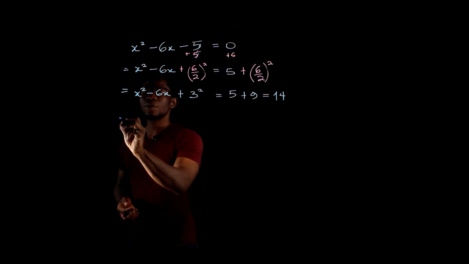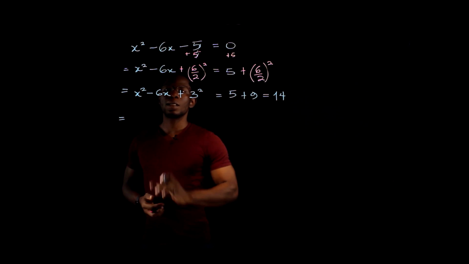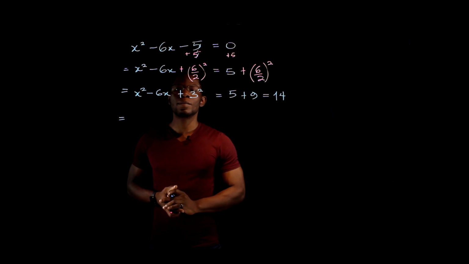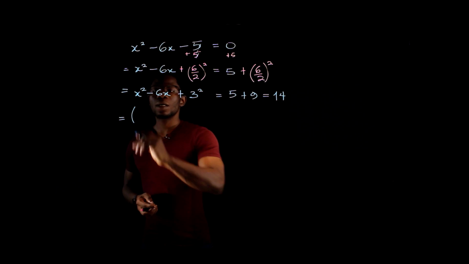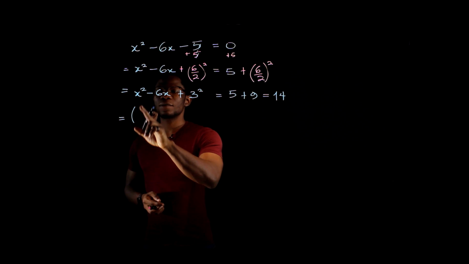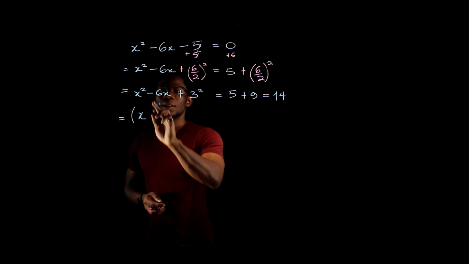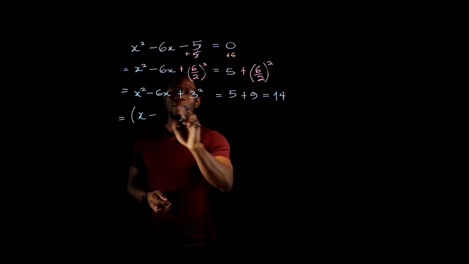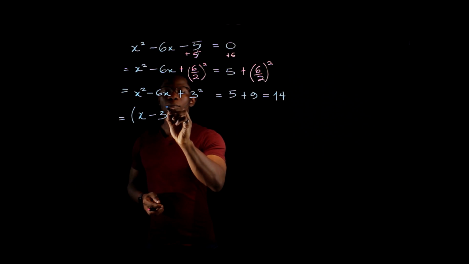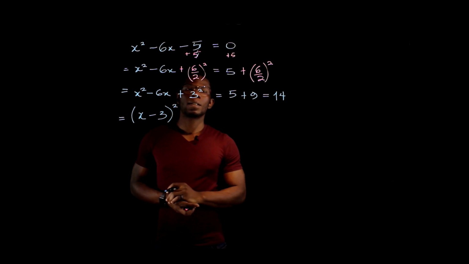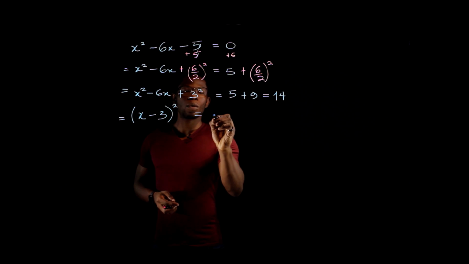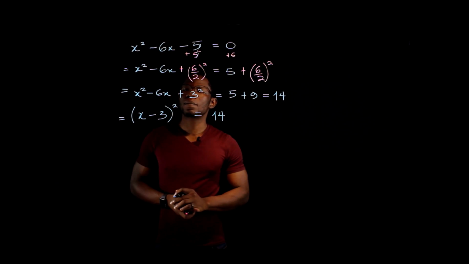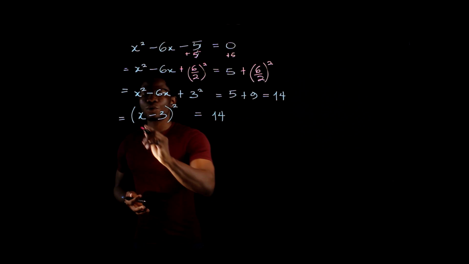So now we can rewrite our perfect square in a tight and neat form. And to do that, we open our bracket. We take our x from here, which is x. We take the sign here, minus, and then we take our 3 from here, 3. And then we square it. This is equal to 14. So now we can take the square root of both sides.